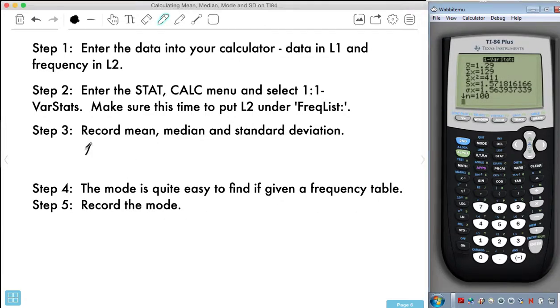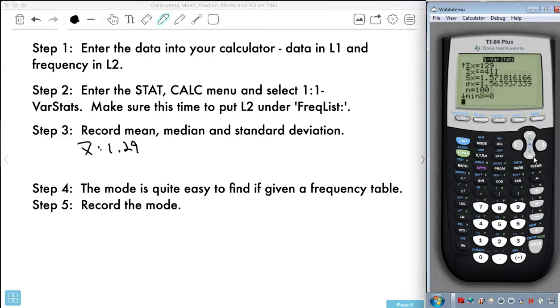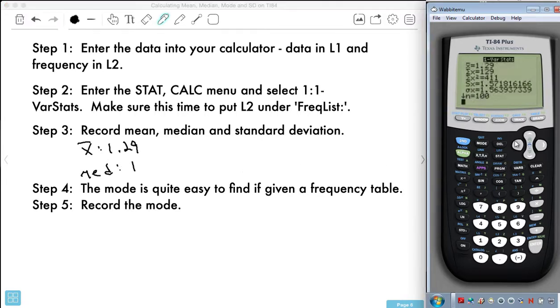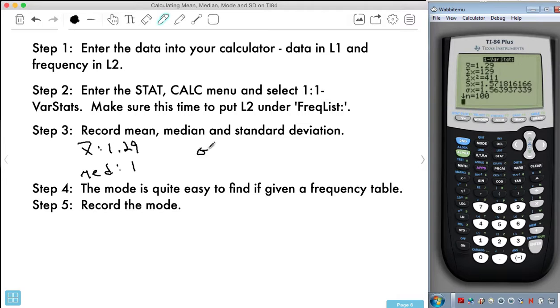So the mean, again the x with the bar over it, is 1.29. The median is 1. And the standard deviation, little sigma x, is 1.56.